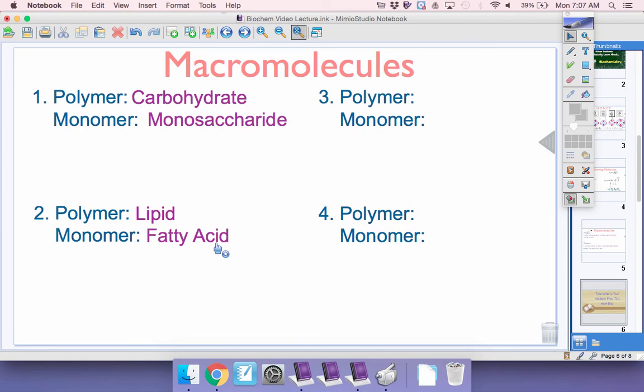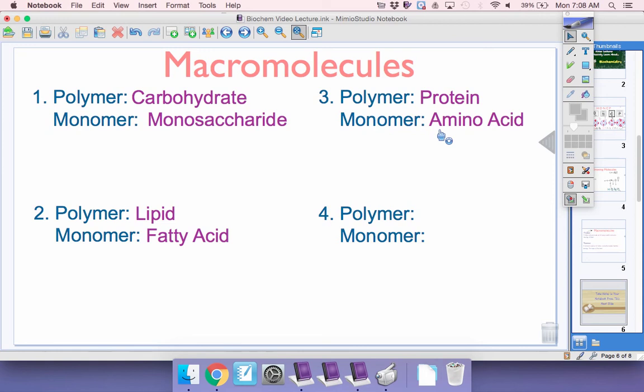The second polymer-monomer mix you need to know are lipids, and their monomer is fatty acids. If you watched the other video, you might have seen that they said that lipids don't have monomers. A lot of people don't count fatty acids as a true monomer because they're also paired with glycerol. But for our case, fatty acid is going to be the monomer for lipid. You can think of anything that has fat in it, grease, oil. Those are all lipids.